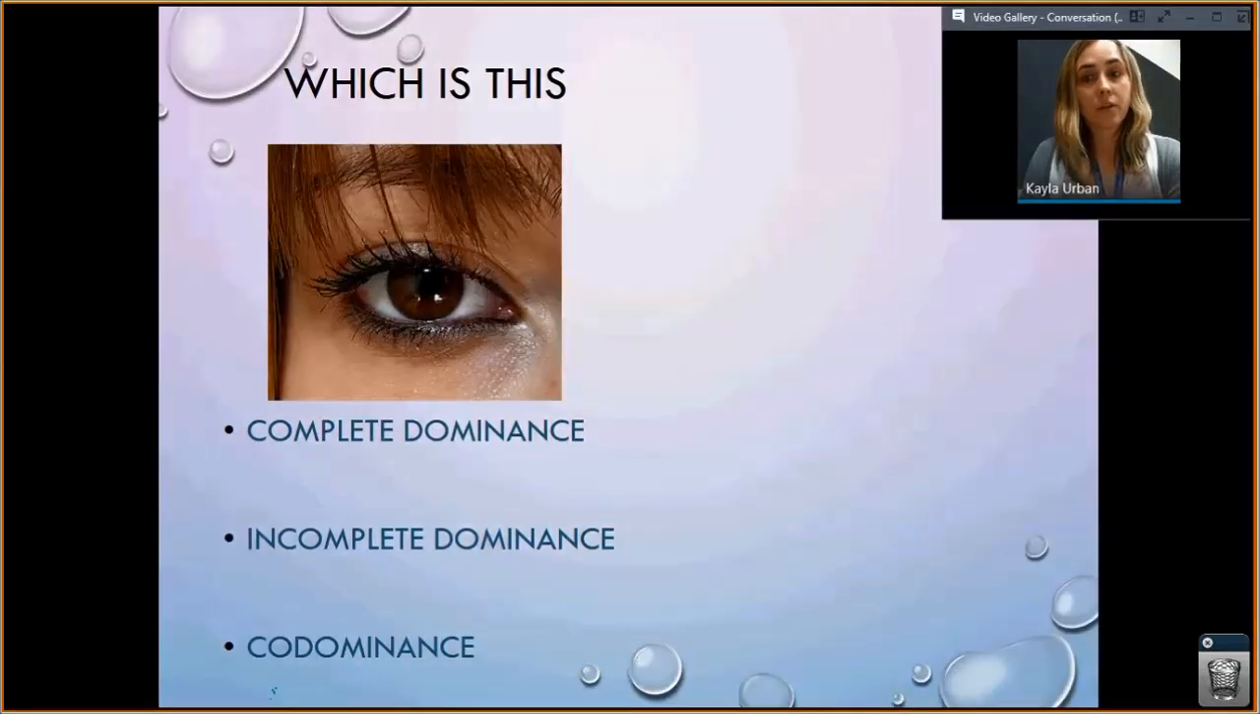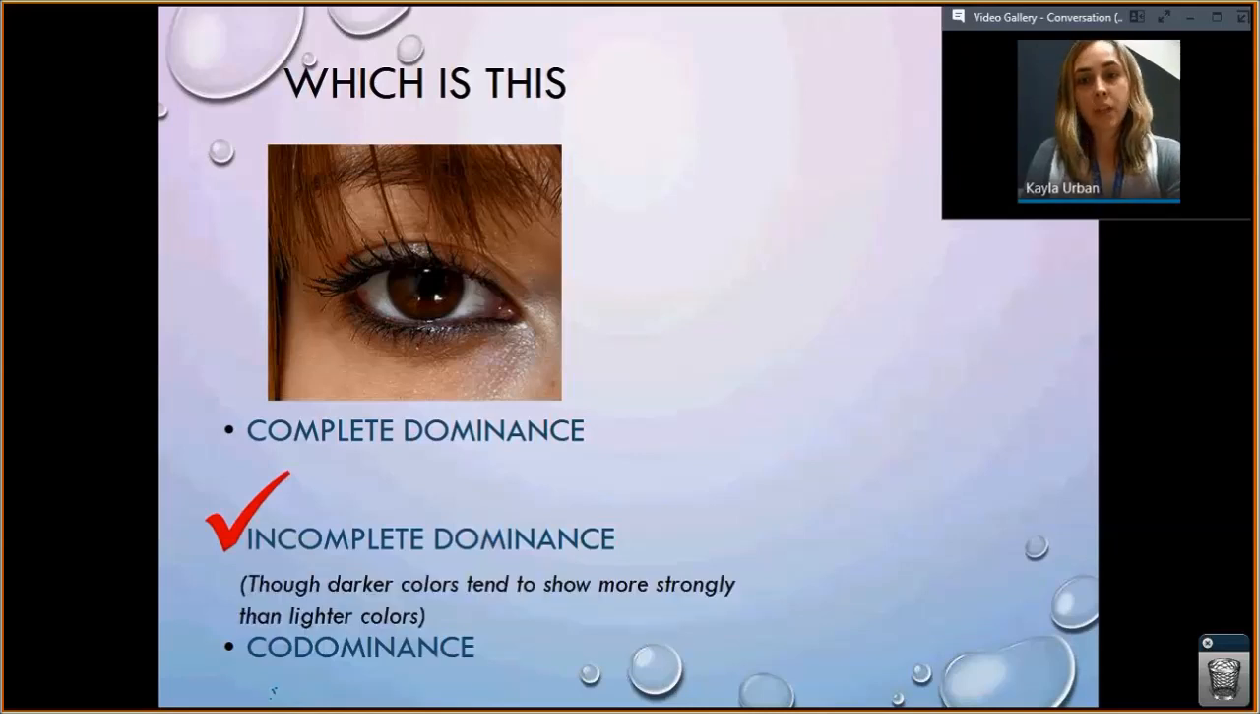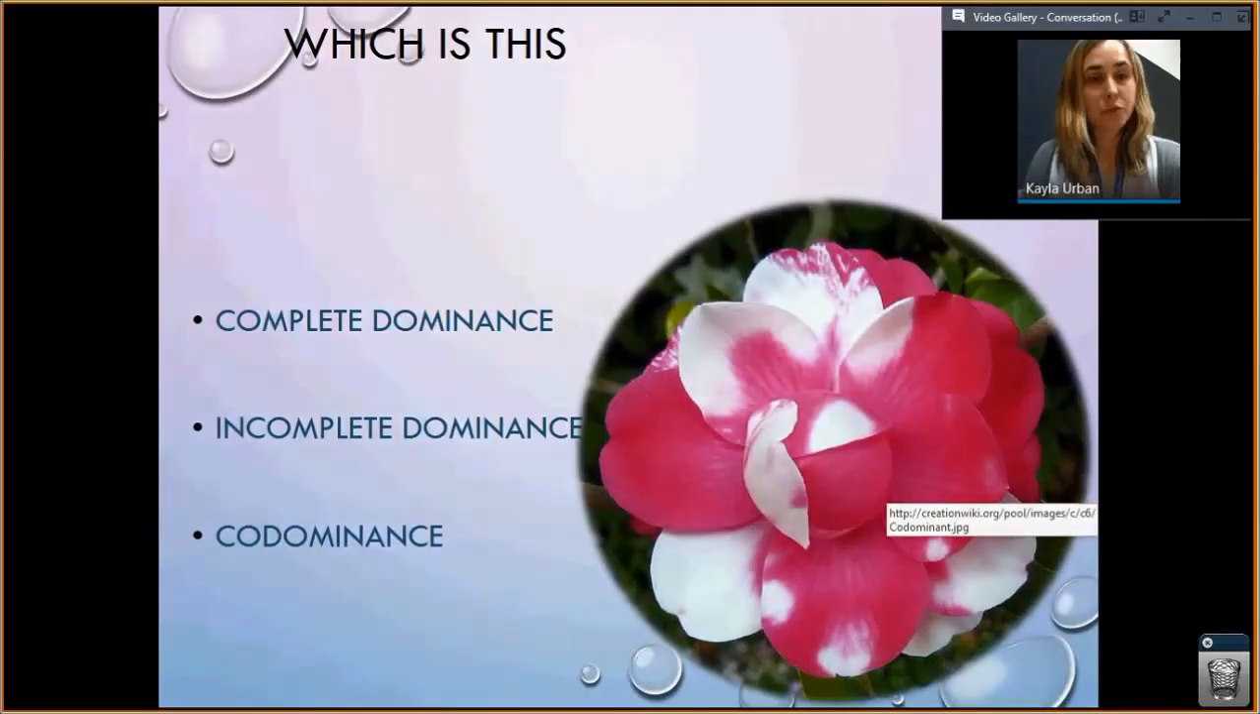Right here, where you have a bunch of different eye colors, that is also incomplete dominance, where you have blendings. You have hazel, green, blue, brown, all different kinds of variations in between. And so you have incomplete dominance. Darker colors tend to show more strongly than lighter colors. This one, where you have a flower that is red and white, that would be an example of codominance.